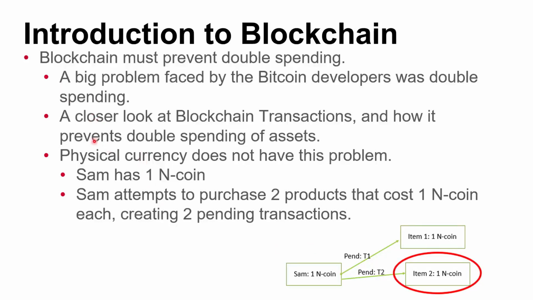So you can see here, we could take a closer look at how blockchain transactions work and how double spending is prevented. So we see here Sam has one N coin. He attempts two purchases with the N coin, creating two transactions. But what happens is, as these pending transactions are examined, only one transaction is approved. The other is declined.